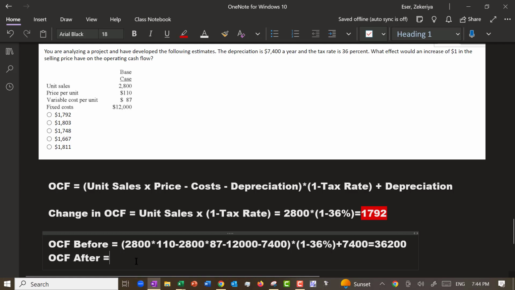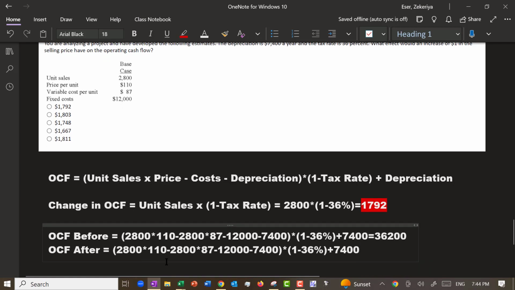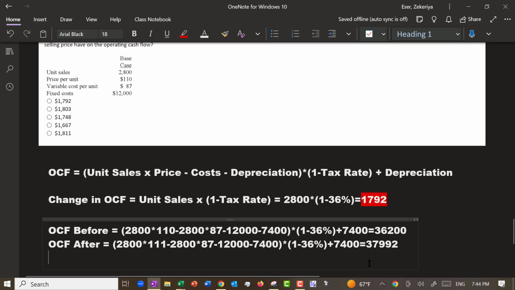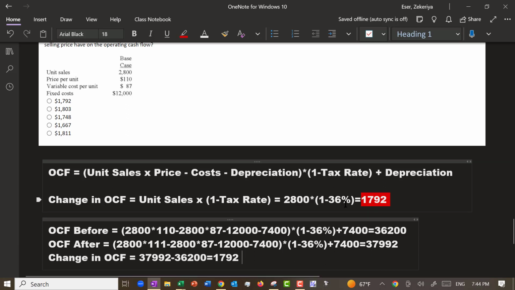The new OCF minus the old, either way. And this one is easier because I can kind of do the mental algebra and write down the result. But however you do it, doesn't matter. Okay.